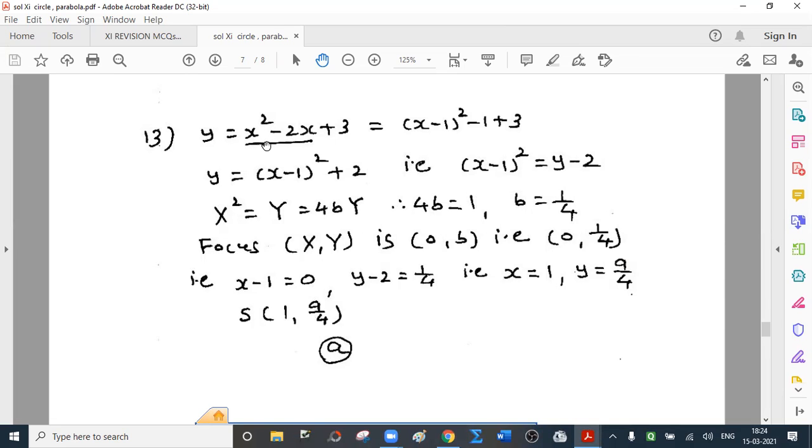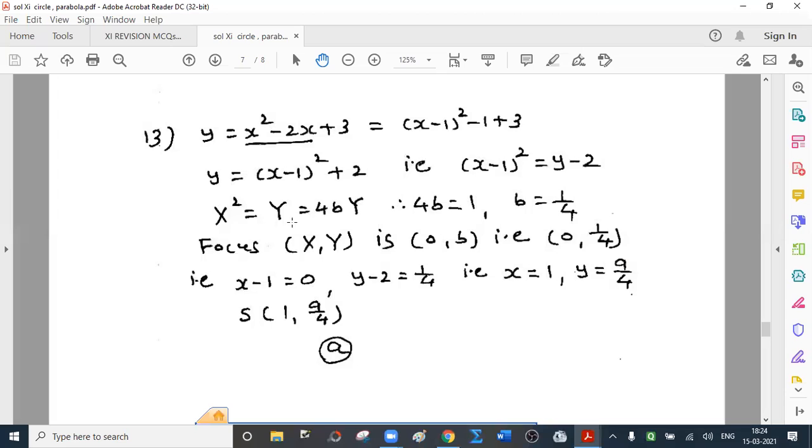I have underlined these two terms. This can be a perfect square of x minus 1. See, x square minus 2x plus 1. We have unnecessarily added 1, so subtract 1, plus 3 as it is. Or you may say split 3 into 1 plus 2. Same logic. So it is y equal to (x minus 1) whole square plus 2. So the parabola is (x minus 1) square equal to y minus 2.